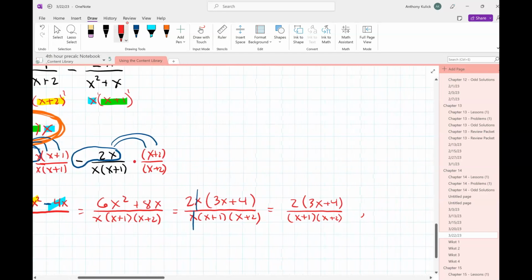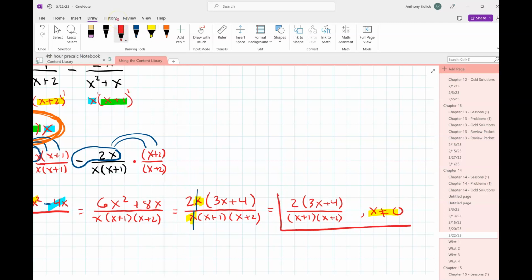And because I did that reducing, I do get a restricted value when I set the x equal to 0. So that is what caused the restricted value. And that's fine for me, leaving our final answer in factored form. No sense in multiplying that out.